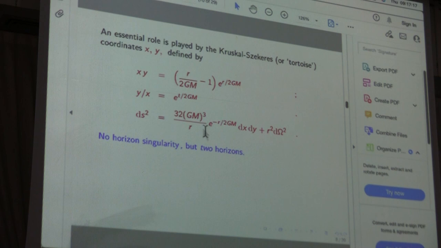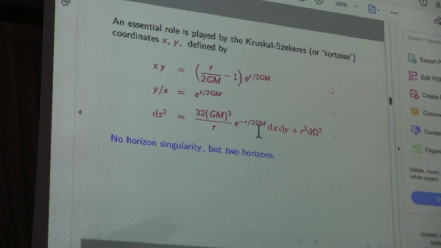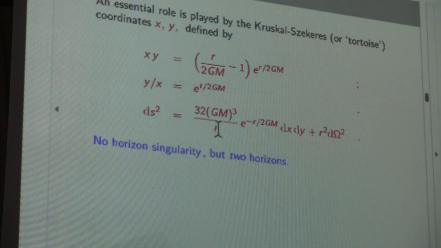This metric is regular all the way to r equals 0, without any glitch taking place at r equals 2GM. So that's very important. I can now calculate things that have happened all the way to r nearly equals 0. R being 0 is very singular. This is a very strange behavior at r equals 0.